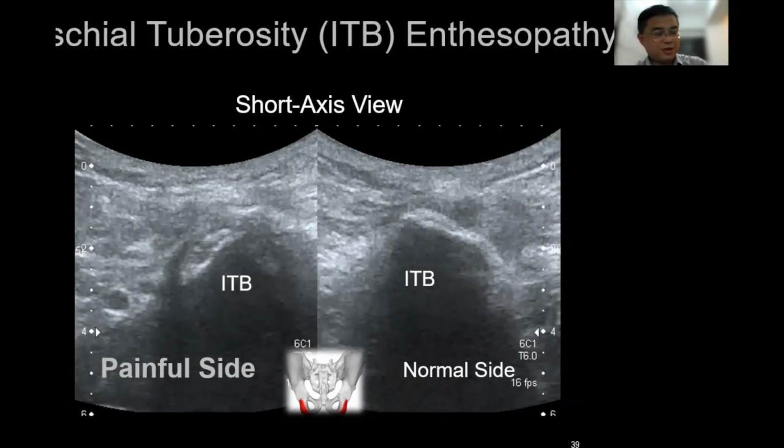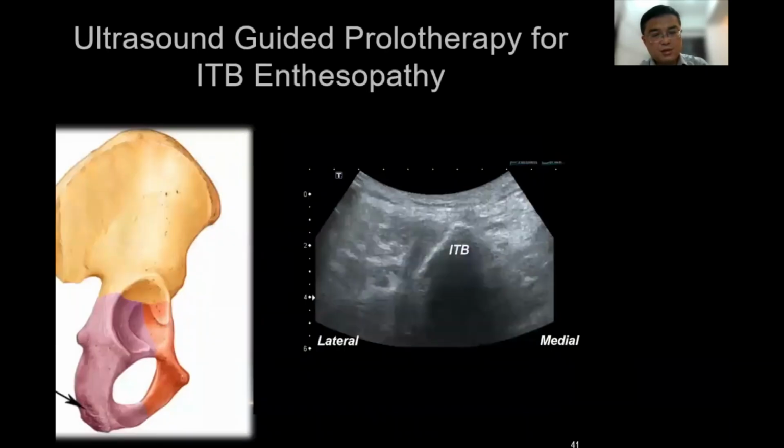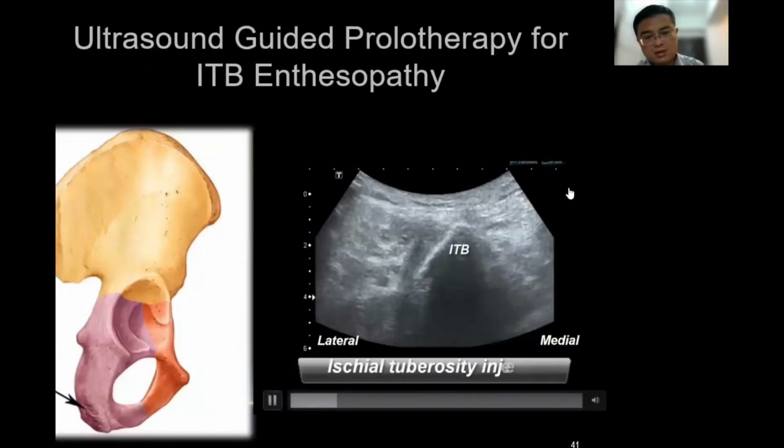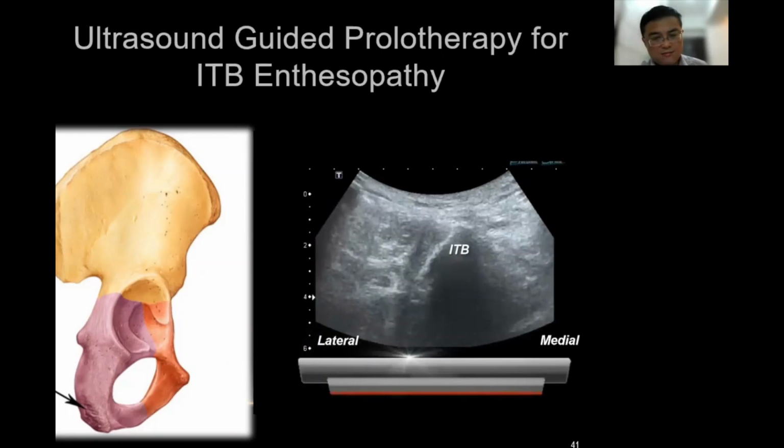So on the painful side, you can find that there is a hypoechoic plaque on top of the ischial tuberosity. You can visualize the lesion in the short axis view. Of course, you can pivot your transducer to long axis view to identify the lesion. So in this case, we can perform the ultrasound-guided injection. We can puncture this specific region, and then push some injectate to surround the thickened tendon.